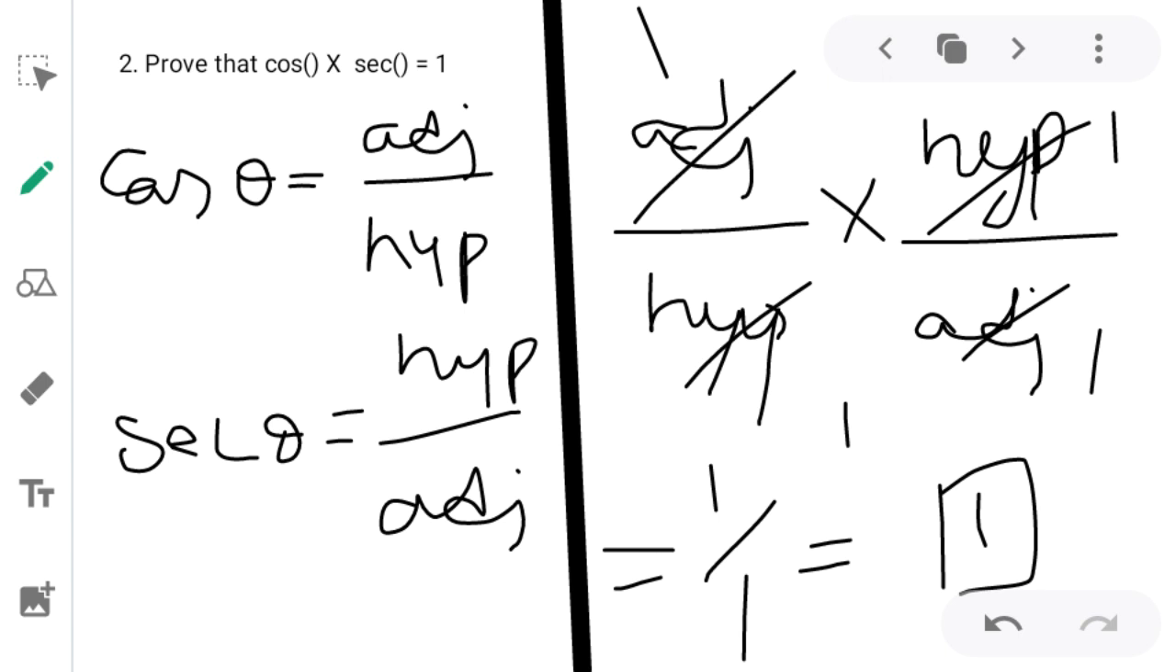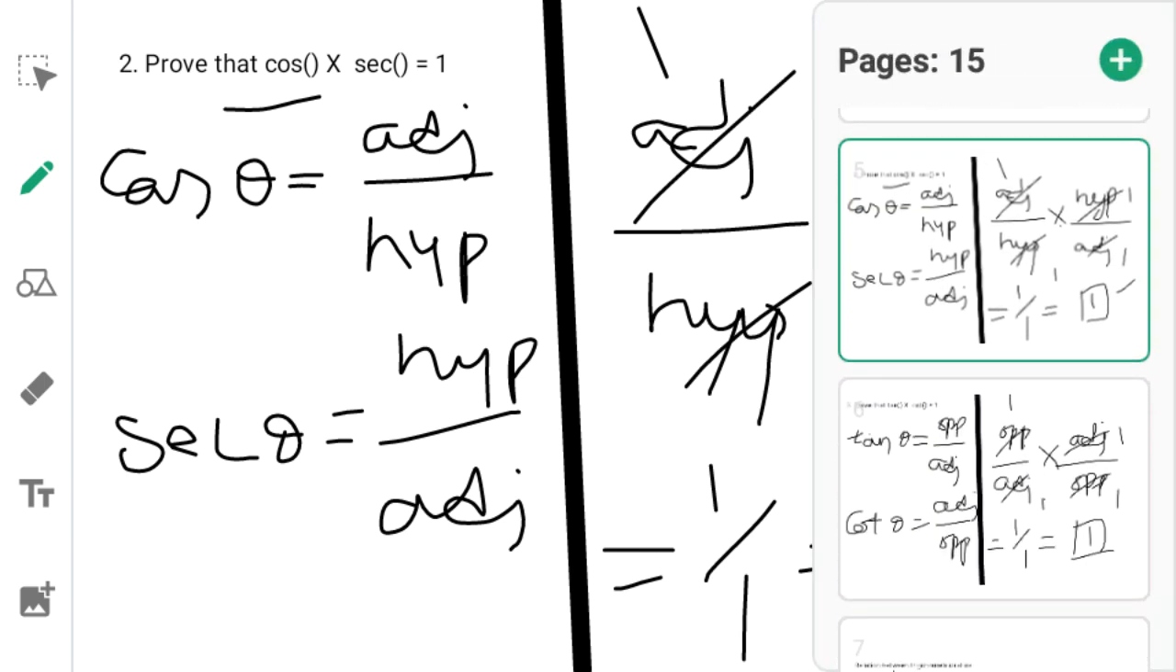When we multiply these two, that is cos theta, adjacent by hypotenuse, and secant theta, hypotenuse by adjacent, the hypotenuse in the numerator and denominator cancel once, the adjacent in the denominator and numerator cancel once, and the final answer remains 1. By this we have proven that cos theta into secant theta equals 1.